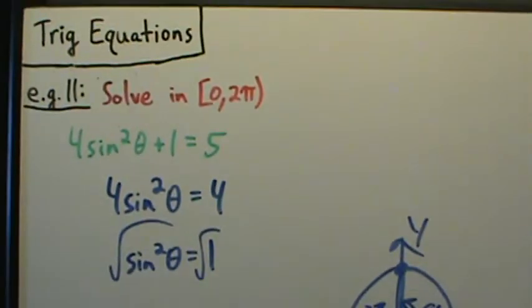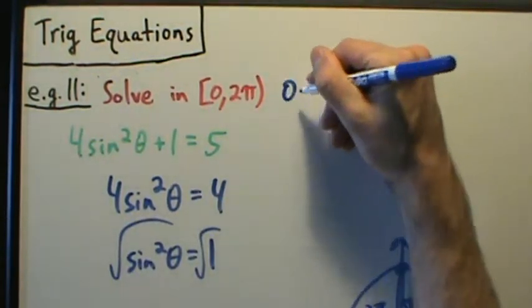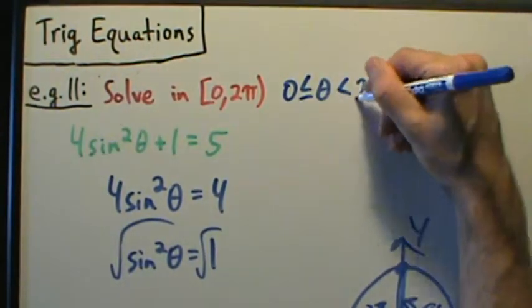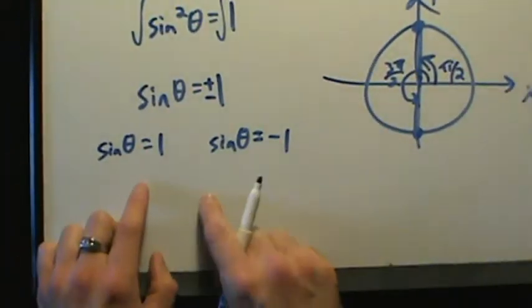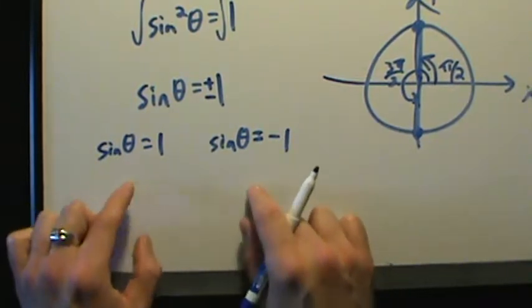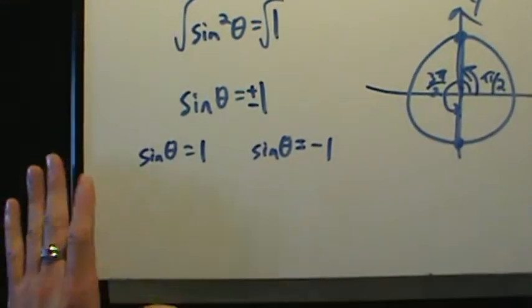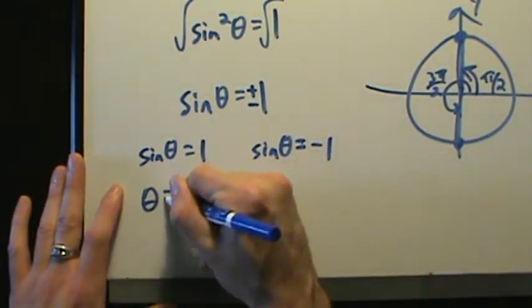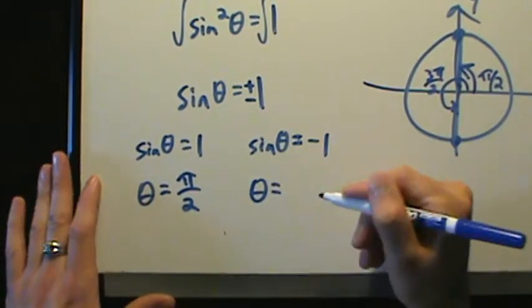And again, make sure that the answers that we give have to be in 0 to 2 pi, so this means 0 is less than or equal to theta is strictly less than 2 pi. Okay? So while there are infinitely many values of theta that satisfy these equations here, each of these only has 1 in the interval 0 to 2 pi. Okay? So this one is theta equals pi over 2, and this one is theta equals 3 pi over 2.